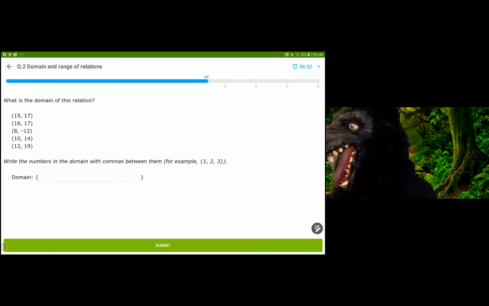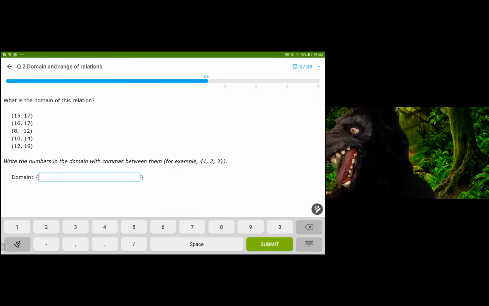Maybe one more and I'll be at the proficient level. What is the domain of this relation? This one actually looks like it might be a function. But we could remember that even if we call it a relation, it could be a function or not. But a function is still a relation. Looks like we're looking for the domain. So we're looking for all the x values: 15, 16, 8, 10, and 12. Looks good, that's the domain.